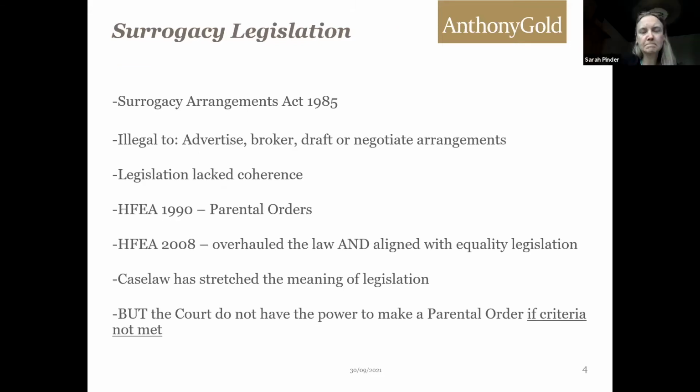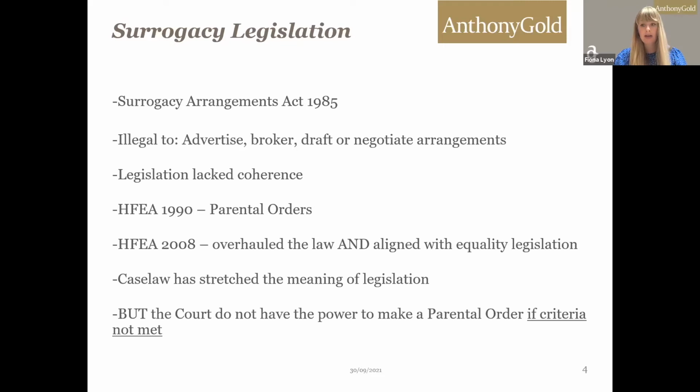The only legislation that we had around that time was the Surrogacy Arrangements Act 1985. What that really did was to try and prohibit all advertising of surrogacy, both the surrogate advertising their services and IPs looking for a surrogate. It was also illegal to broker that arrangement and, crucially, for lawyers to draft the surrogacy agreement. Unfortunately, the legislation lacked coherence because it was brought in a rush.